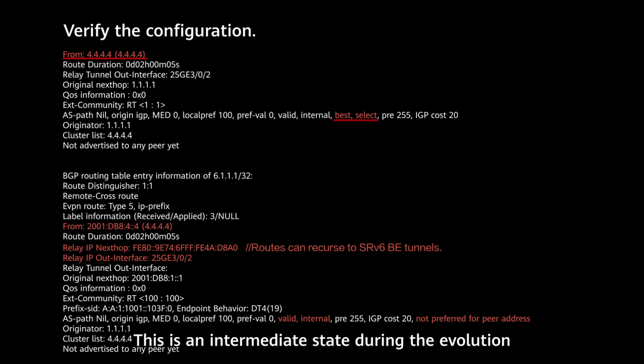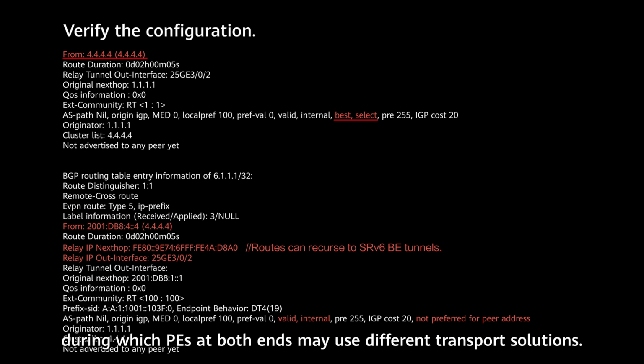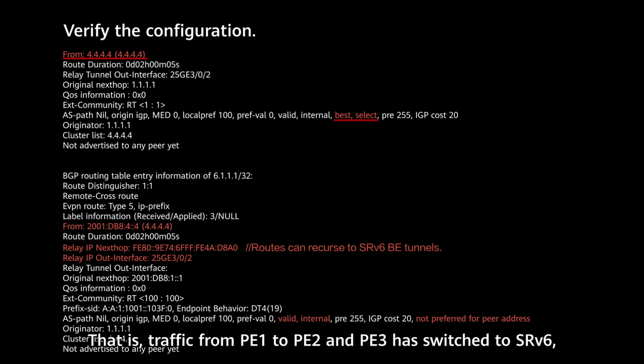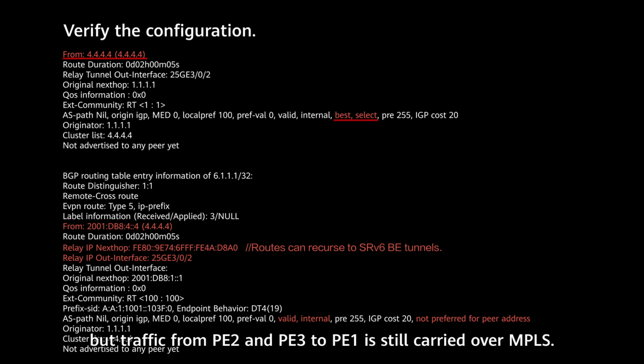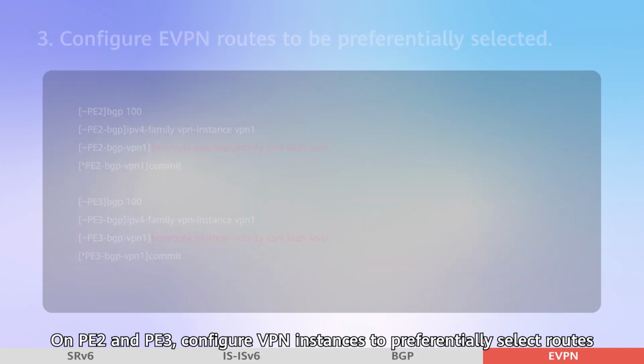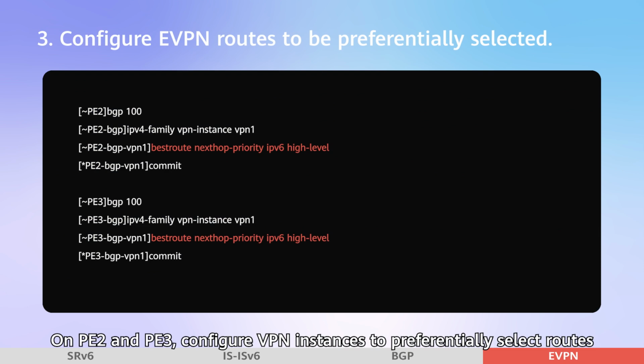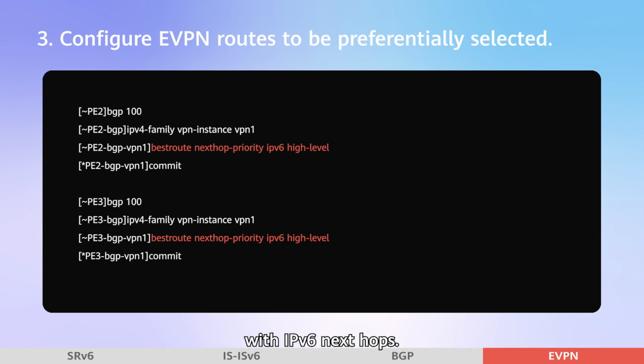This is an intermediate state during the evolution from L3VPN over MPLS to EVPN L3VPN over SRv6, during which PEs at both ends may use different transport solutions. That is, traffic from P1 to P2 and P3 has switched to SRv6, but traffic from P2 and P3 to P1 is still carried over MPLS. On P2 and P3, configure VPN instances to preferentially select routes with IPv6 next hops.